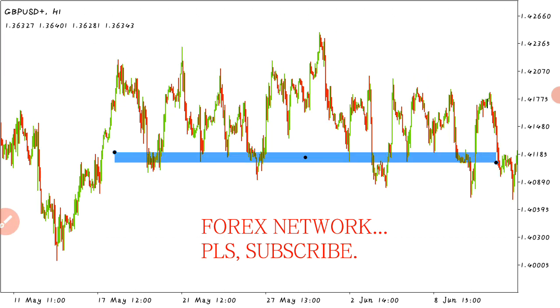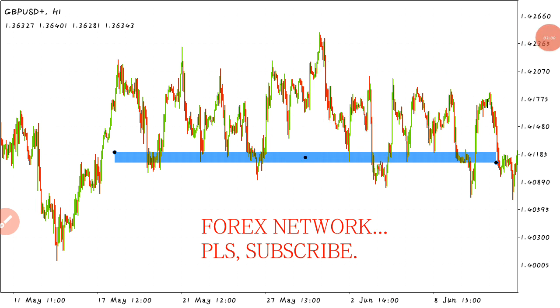Why is it called support? When you look at it from this particular zone, you can see that when the market got to here, there was buying pressure. When it went back to that same level, there was another buying pressure. Getting there again, buying pressure, buying pressure, and buying pressure. So that is what we call support.